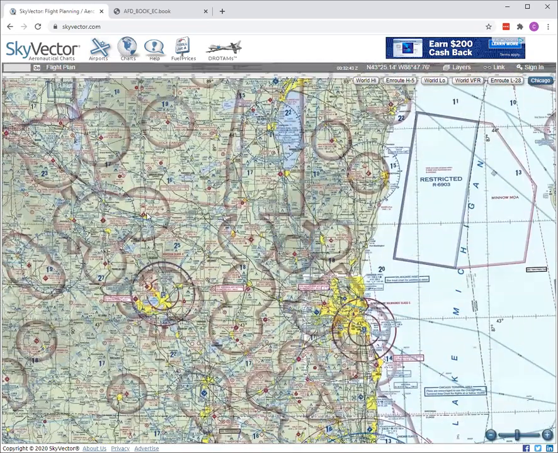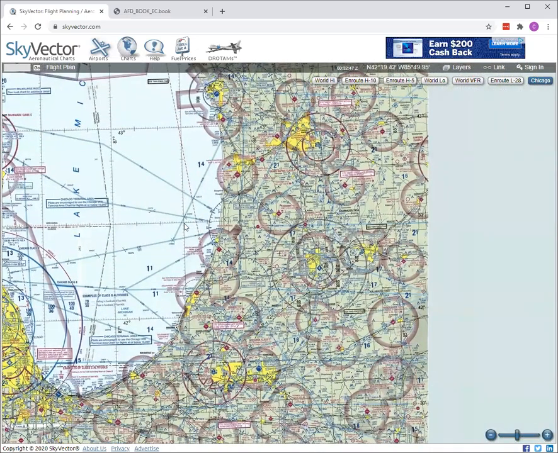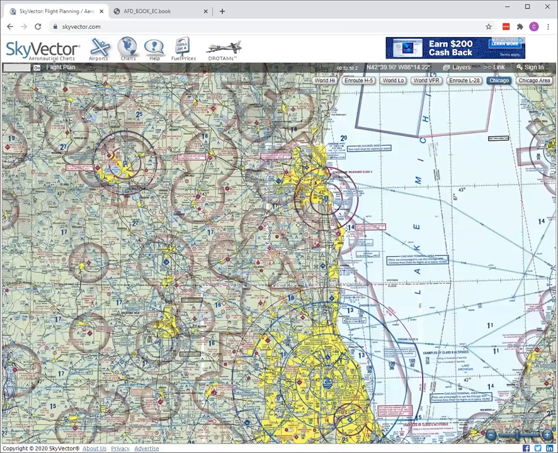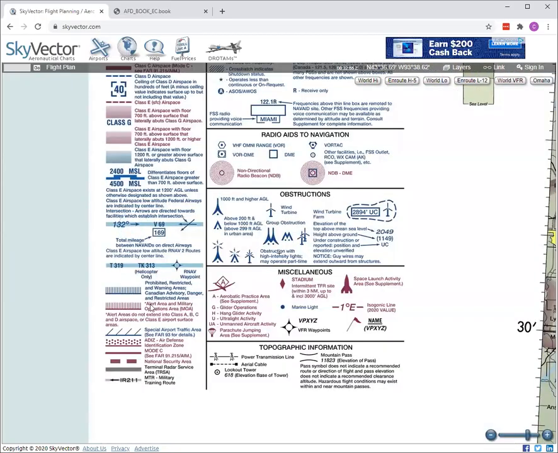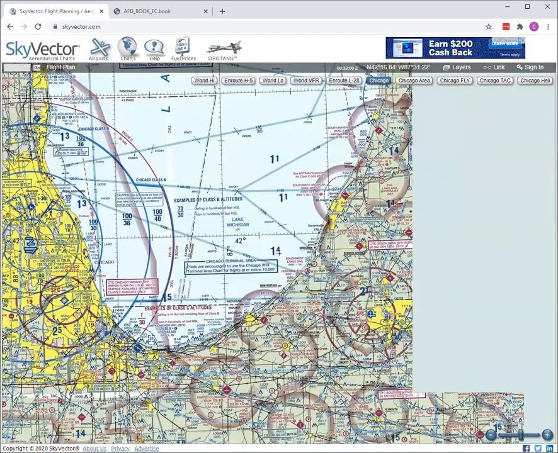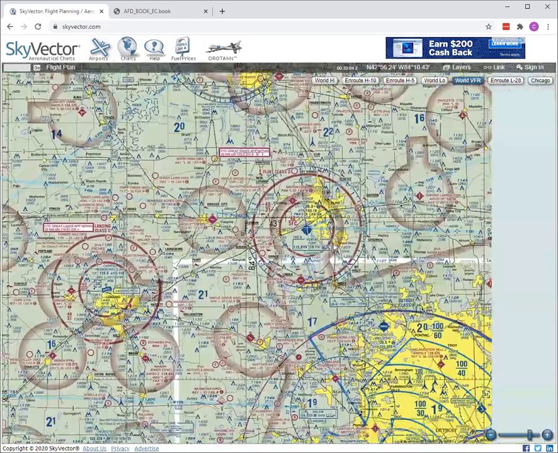But we'll talk about radio navigation at some point in the future. So, let's see, what was the, talked about all those. Oh, an ADIZ. Let's see if we can find an ADIZ here. Let's go back to World VFR.